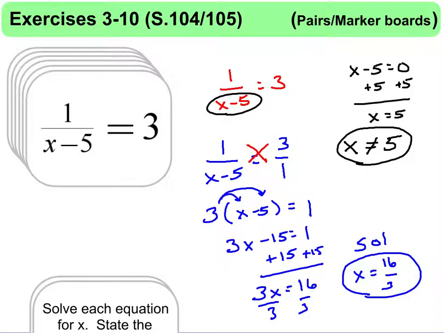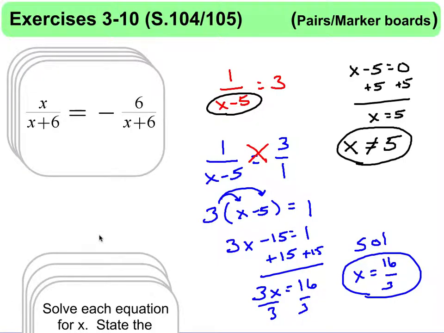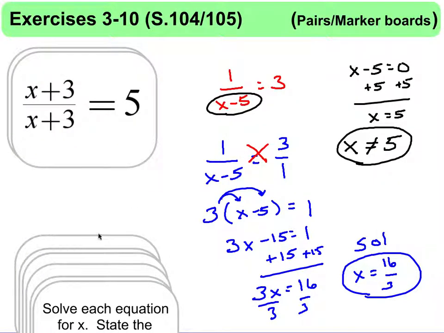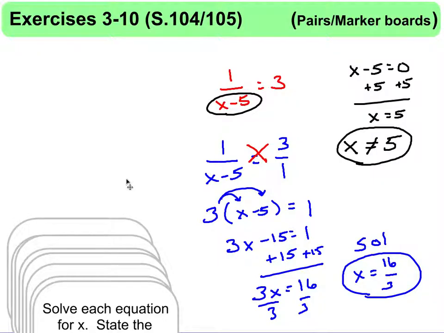So again, there are several others. I won't work through them all. But here you have 2 over x equals 3 over x minus 4. Same thing here, x over x plus 6 equals negative 6 over x plus 6. Then x over 3 equals something over x plus 2 equals 0. The x plus 3 over x plus 3 equals 5, and the x plus 3 over x plus 3 equals 1. And so these were done in class as well by the students. But you get an idea. Our ultimate goal is to do two things. One, to find out what x cannot equal, and then to go in and solve to find out what x can equal in this particular lesson.